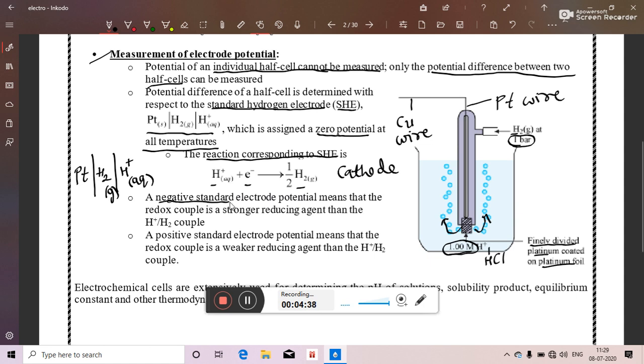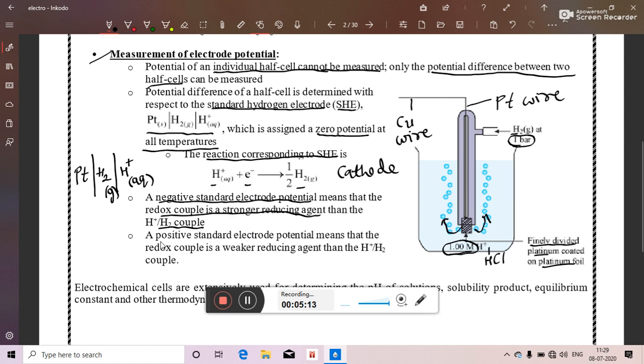A negative value of standard electrode potential means that the redox couple is a stronger reducing agent as compared to the H+/H2 couple. That means in the potentiometer, if you are getting a negative value of standard reduction potential, electrode potential meaning reduction potential, then the half cell connected on the other side is a stronger reducing agent as compared to the hydrogen half cell.